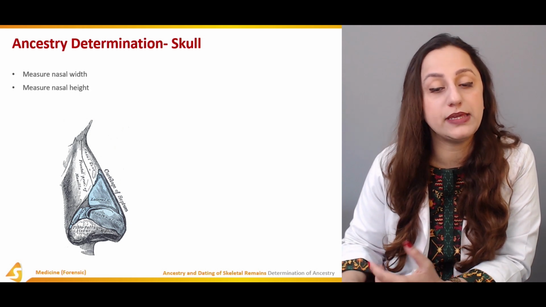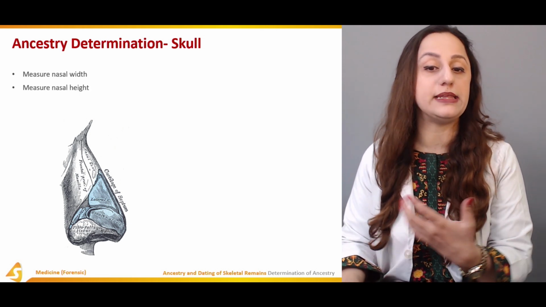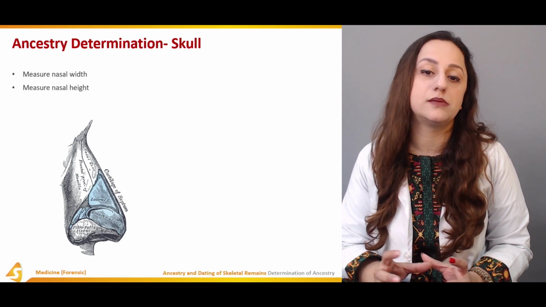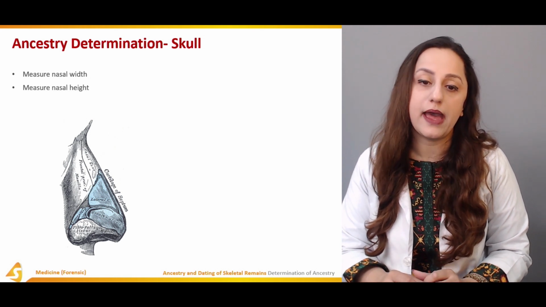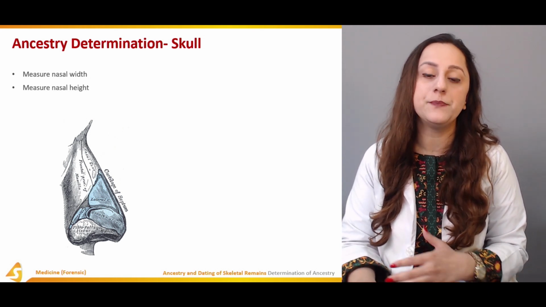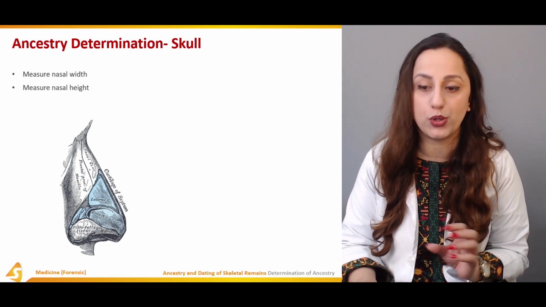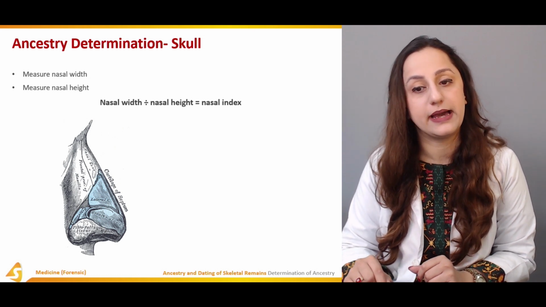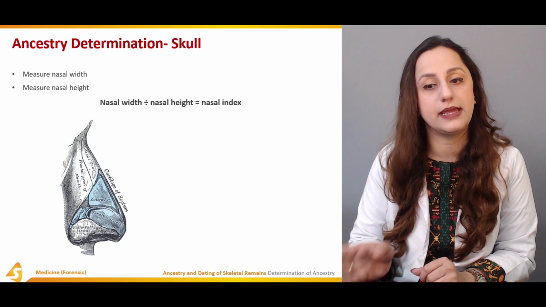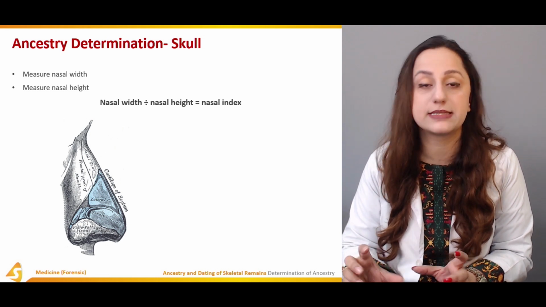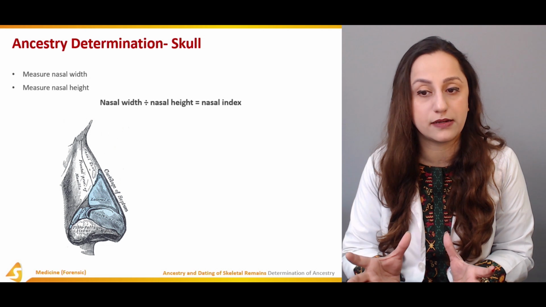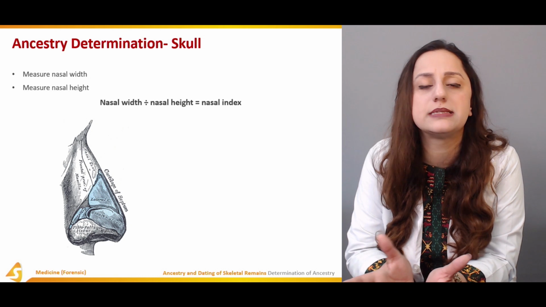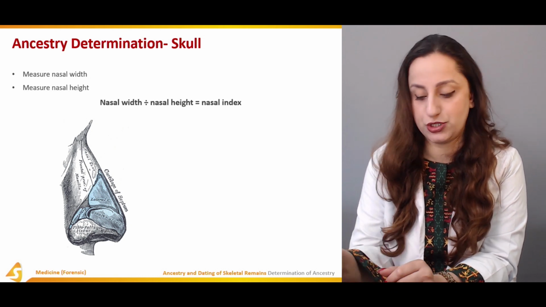Moving on, we also have a lot of significance for the nasal height. In the Mongoloid characteristics, the nasal height is slightly lowered, and the nasal width is slightly more in the Mongoloids. The nasal width divided by the nasal height gives us the nasal index for the ancestral determination. This is the formula for determining the nasal index. This is very important, and we'll have to put these values into a lot of tables that have been devised for the ancestral determination.